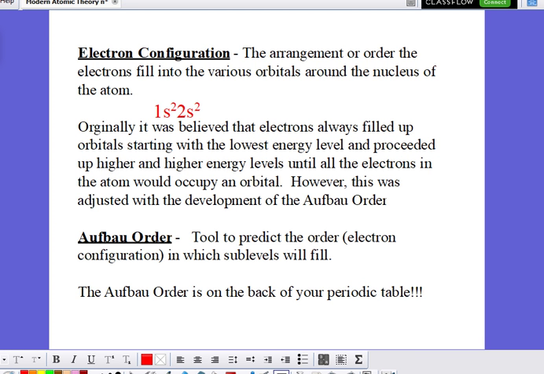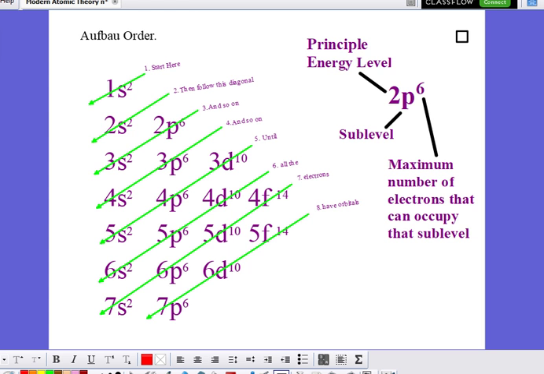Okay, now that we're all back, we got our periodic table. We're flipping over and we're looking at Aufbau's order. Those of you who know German might know that Aufbau stands for to put in order. So this literally means to put in order, which is just silly. But on the back of your periodic table, you have this thing called Aufbau's order, and this is the order in which electrons fill around the nucleus.